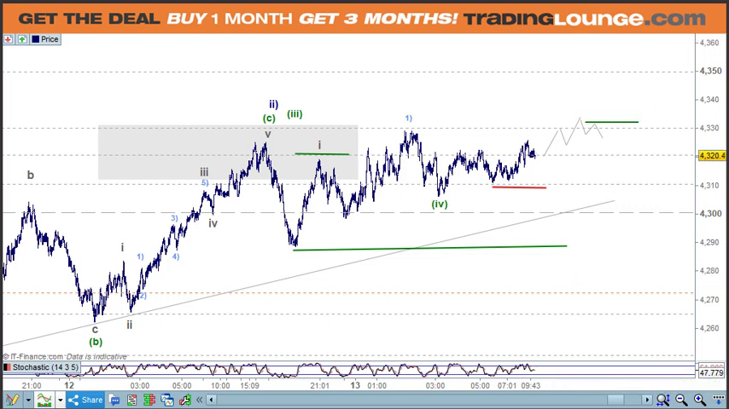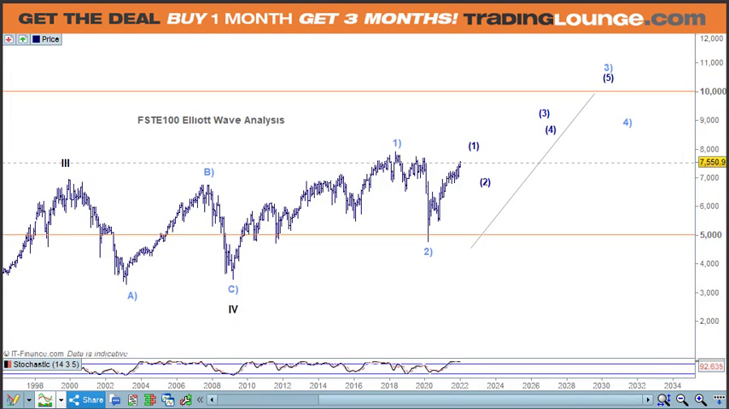Okay, we're going to have a look at the FTSE now. And this is a monthly chart for the FTSE.